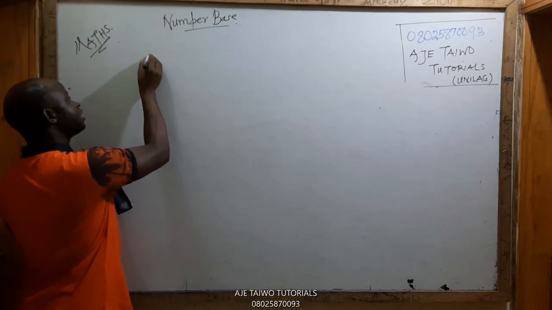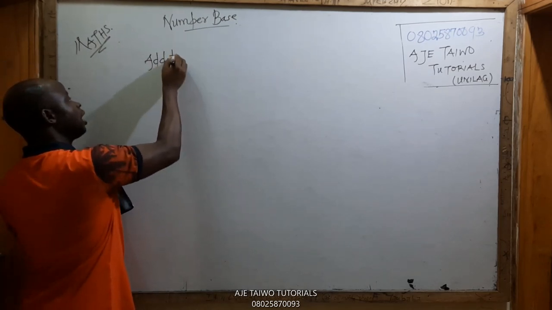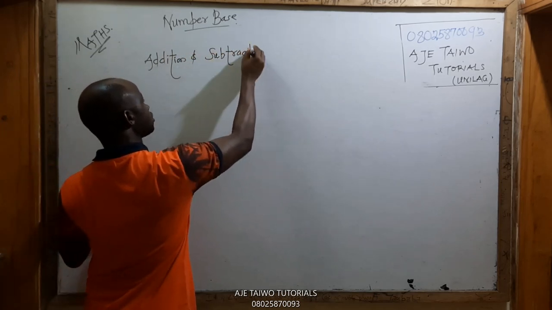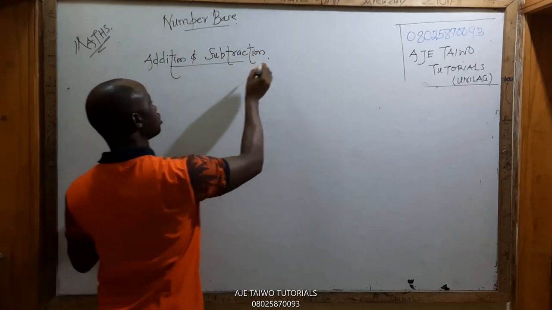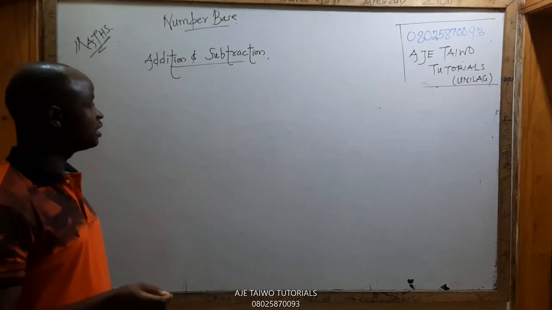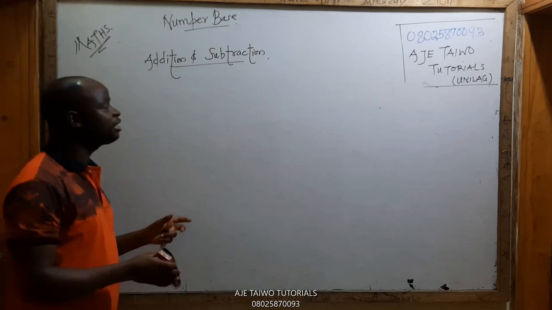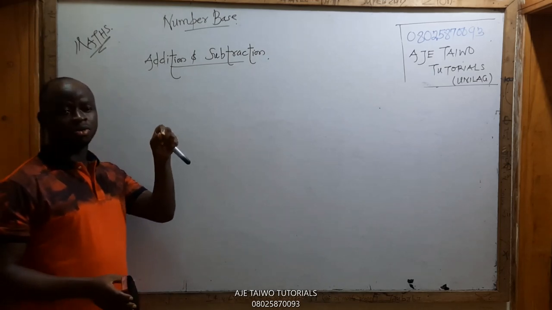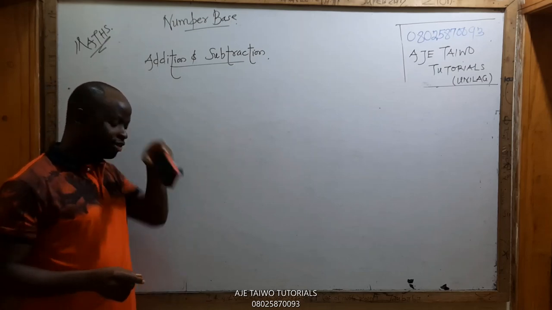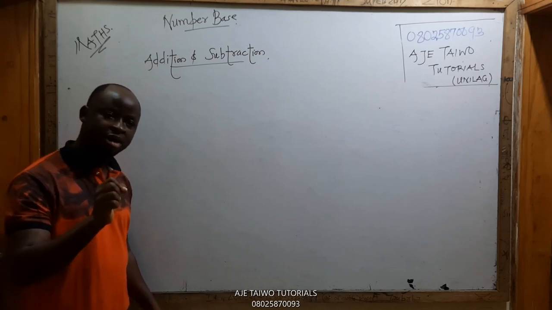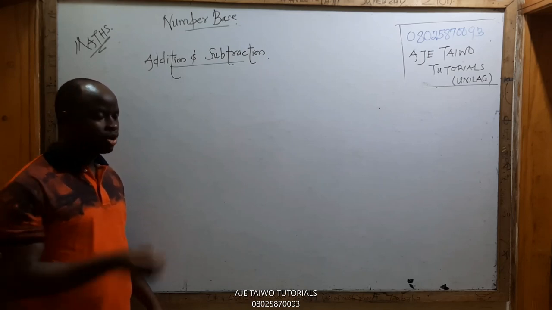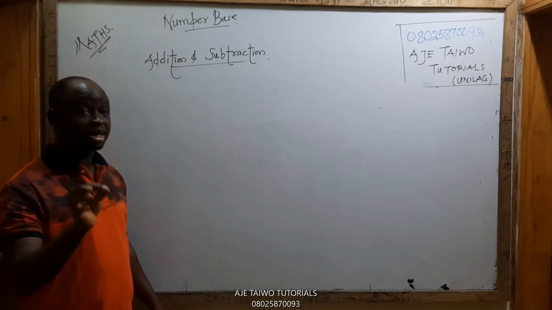I want you to pay attention to addition and subtraction of numbers in different bases. Now, what's the main concept of addition and subtraction? The main concept is that every number you have should be less than the base. In the case where the number is more than the base, always put the remainder down.